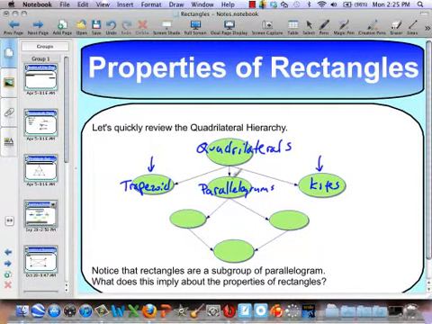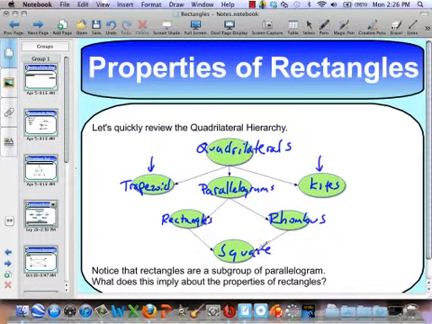Okay, now I want to go under the parallelograms. Spencer. Parallelograms get subdivided into two other categories. Give me one of them. Rectangles. That's today's lesson. Okay, and what's the other one? Rhombus. And then finally, all the way at the bottom, is a square.